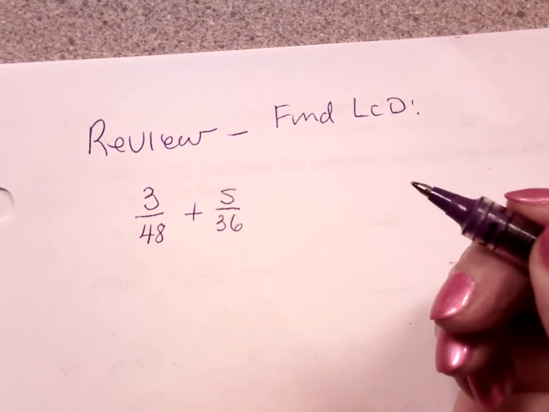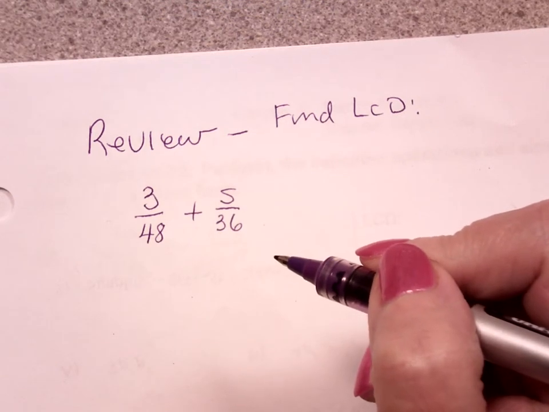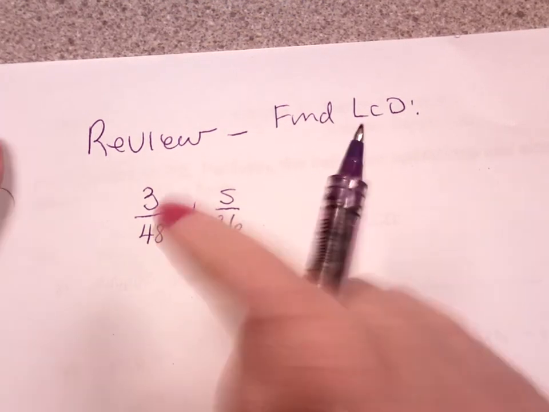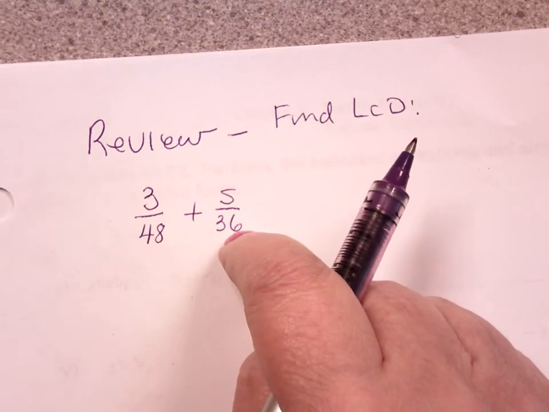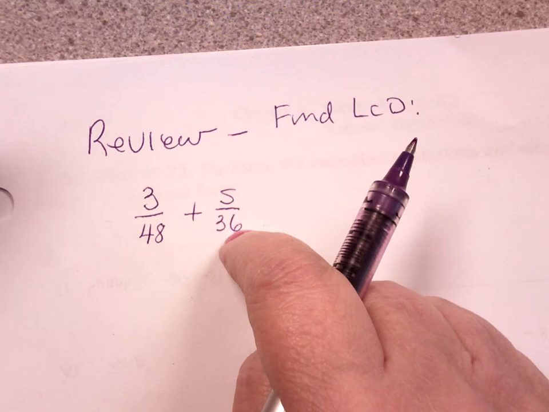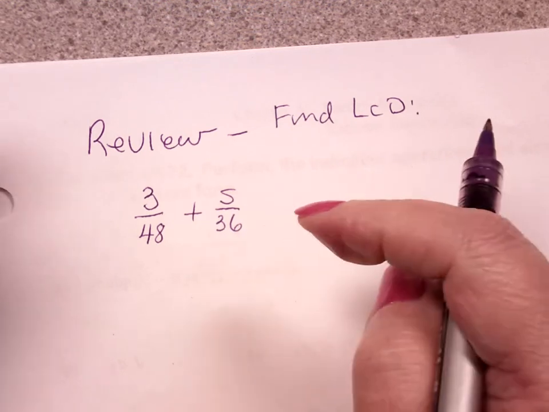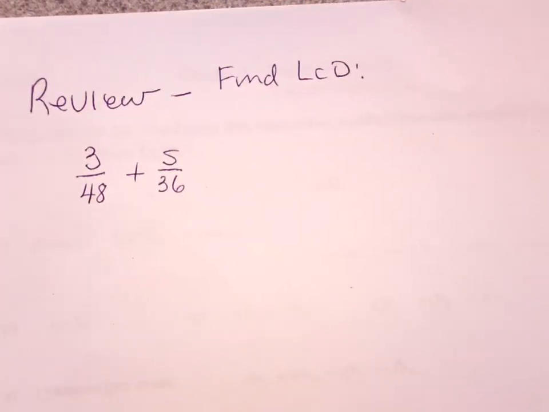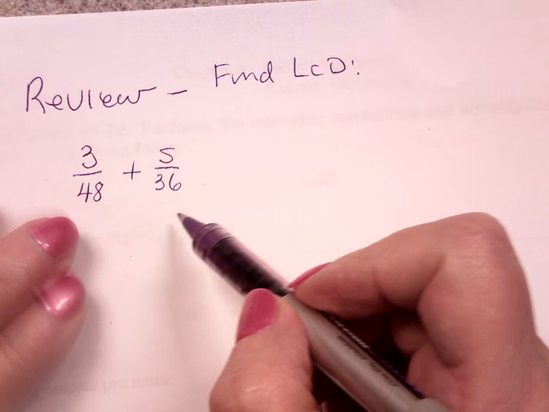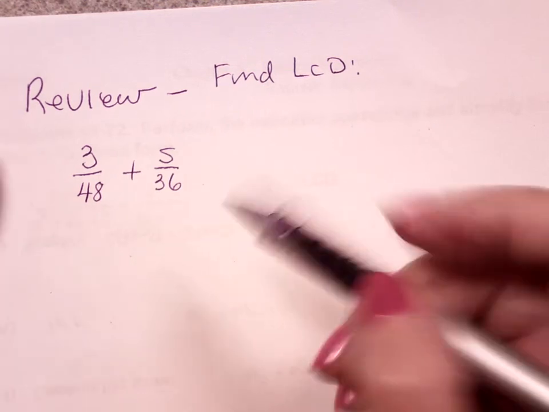An easy way in arithmetic to do it is just multiply 48 times 36. That gives you a denominator that both of these can have that would be the same, and then you would work the problem out, and then after that you would reduce the fraction down. But in algebra, you want the smallest such, because you don't want to have to multiply anything out in the end.